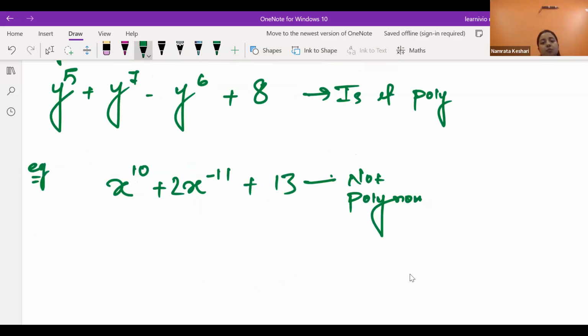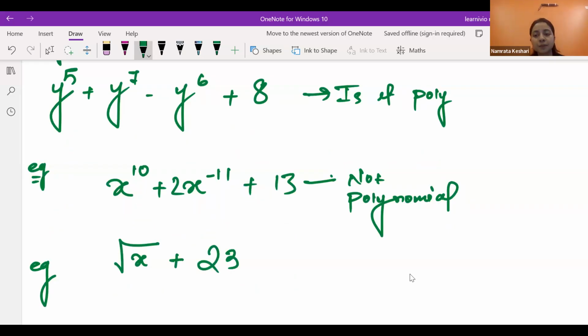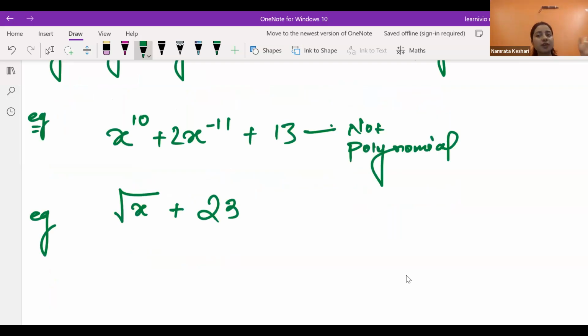Let's take a few more examples. If we are having under root x plus 23, is it a polynomial? Ma'am, I'm not sure about this. Okay, maybe. There is a rule. Square root, cube root, you have learned in the previous class. Now here there is a rule which we will be discussing in the first chapter as well.